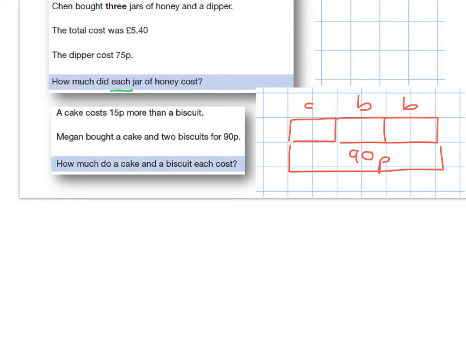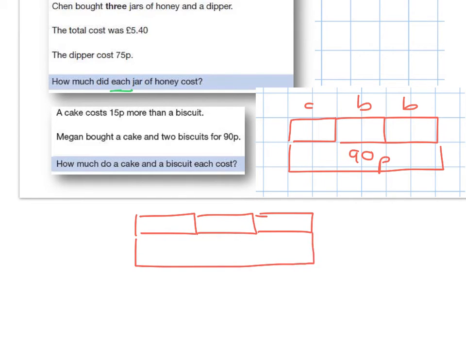So I'm going to imagine now that the cake doesn't cost 15p more than a biscuit. I'm going to imagine that my cake has been reduced, so it's had 15p off. Then I've got my 2 biscuits, and now everything costs the same. And now instead of costing 90p for everything, it would have to be 90p take away that 15p, that'll give me 75p. So if everything cost the same, and there was 3 of them, I would do 75p divided by 3, which would give me 25p. Now imagine that the shop decided that they were going to put that 15p back on top of the price of the cake.